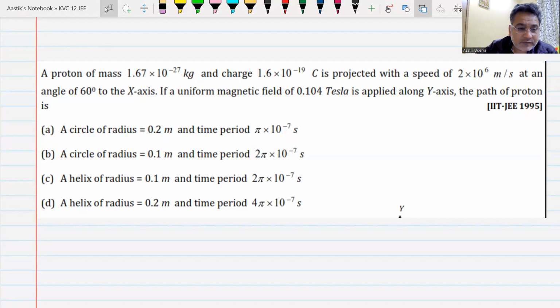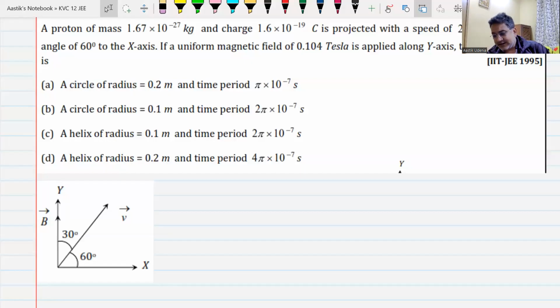You have got a proton of given mass and charge. The speed is given, and it is projected at an angle of 60 degrees to the x-axis. There is a uniform magnetic field of 0.104 Tesla, which is along the y-axis. What is the path of the proton? You have 2 minutes to give me the answer. Option C is exactly correct.